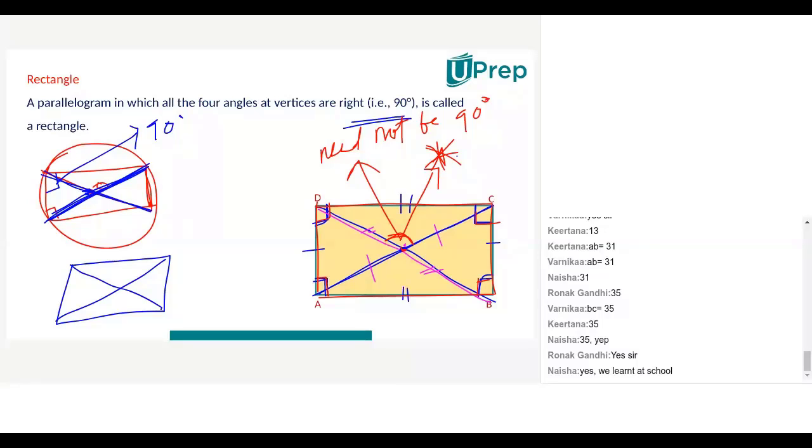Every rectangle is a parallelogram. Will you say this rectangle is a parallelogram or not, guys? Yes, because this has an extra property, diagonals are equal. Rest of the things are all the same. Okay, every rectangle is a parallelogram. Will you say a parallelogram is a rectangle? No, sir.